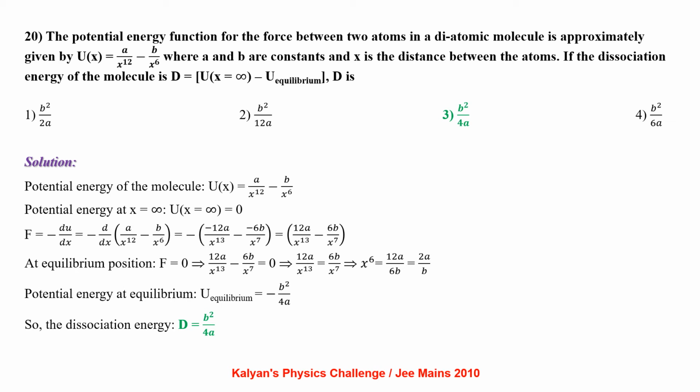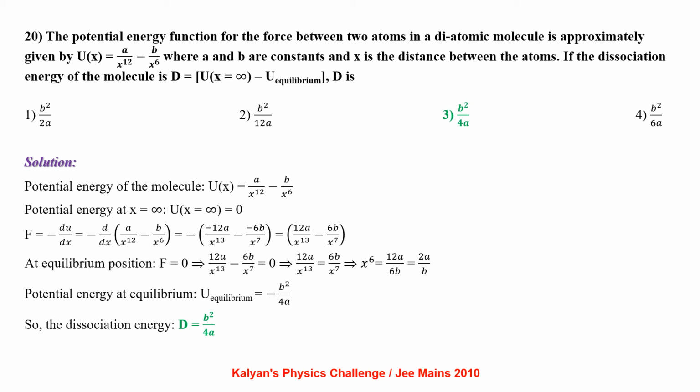The potential energy of the molecule as it is given in the question, U equal to A by x power 12 minus B by x power 6. The potential energy at x equal to infinity, by substituting x equal to infinity, is 0. Then let us find the force from the potential energy. For a conservative field, the force and potential energy are related by F equal to minus dU by dx. That is minus d by dx of A by x power 12 minus B by x power 6. From there we get F equal to 12A by x power 13 minus 6B by x power 7.